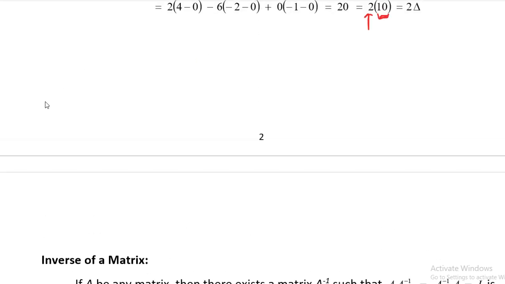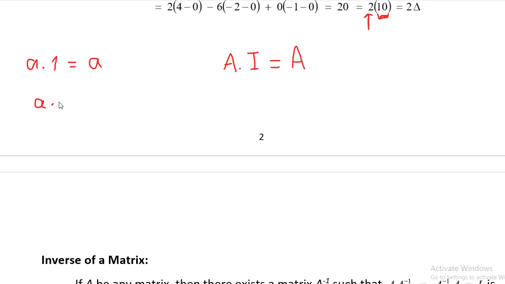Let me recall something. You remember we defined the multiplicative identity in the last lecture. I said 1 is called the multiplicative identity. The reason is when we multiply 1 to any number, the number does not change. So in matrices we said that I is the identity matrix, whose diagonal is 1 and off-diagonal is 0. If you multiply any matrix A with the identity matrix, you get your A back. So this is called the identity matrix.